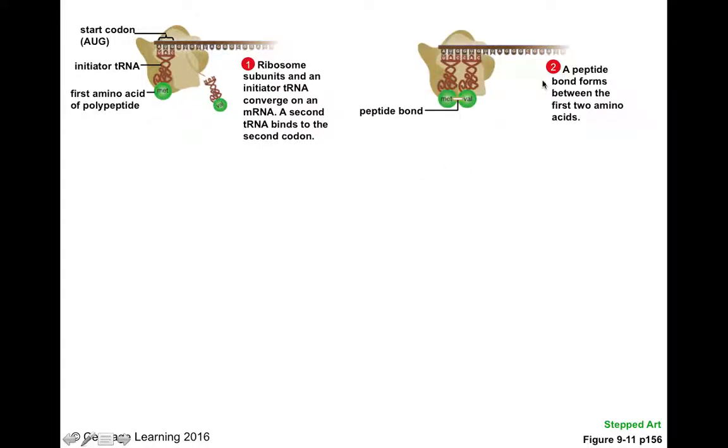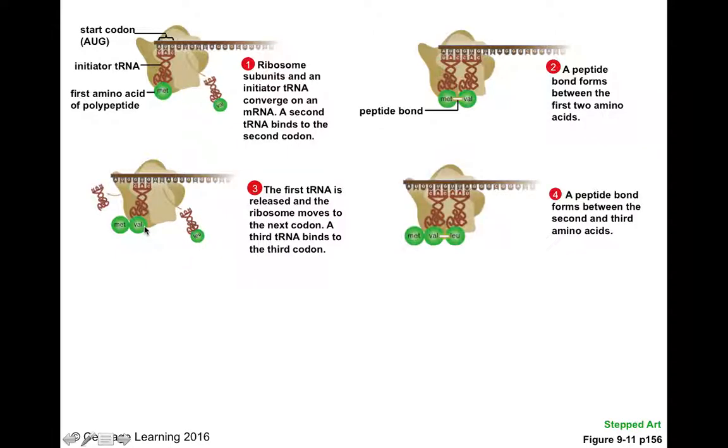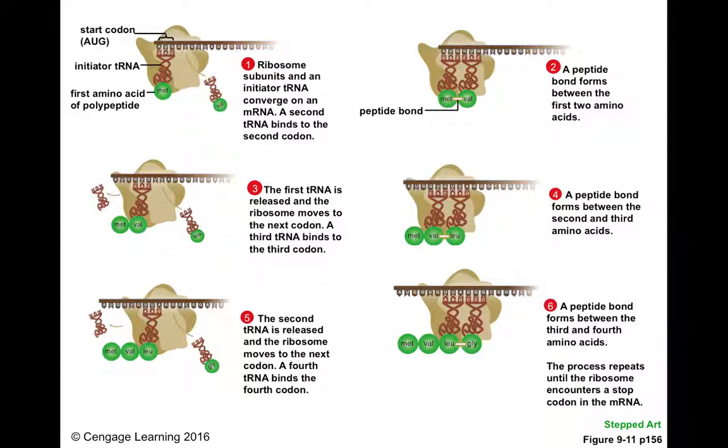Alright, so here's your picture of the whole process. Ribosome subunits and the initial tRNA converge on the messenger RNA, that's the brown guy right here. A second tRNA binds to the second codon. We form a peptide bond right here between methionine and valine. And then as the ribosome starts to move along, our next tRNA comes in, looks like leucine. Here you can see UUA, AAU fits in here. Leucine bonds to valine. On and on and on she goes.